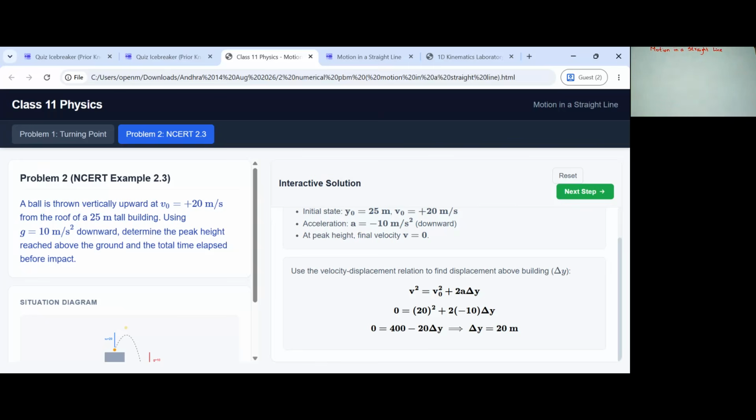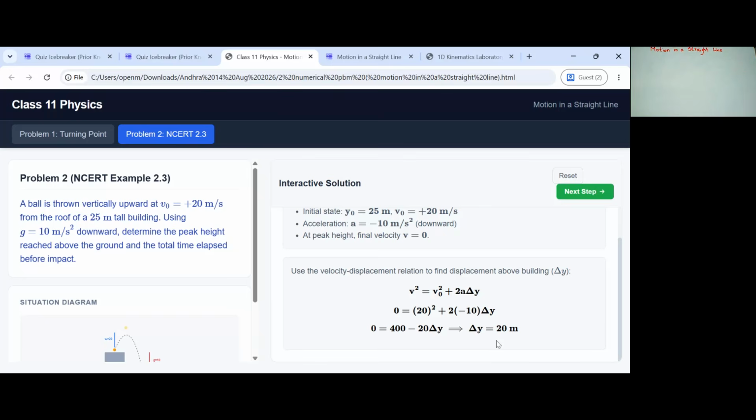Clear? Okay. So we plug in our numbers: 0 for final velocity, 20 for initial velocity, and minus 10 for acceleration due to gravity. Solve this. You will get v squared 0, v naught squared 20 squared, so 20 squared means 400, 2 into a means minus 10 del y. So del y is 20 meters. Clear?